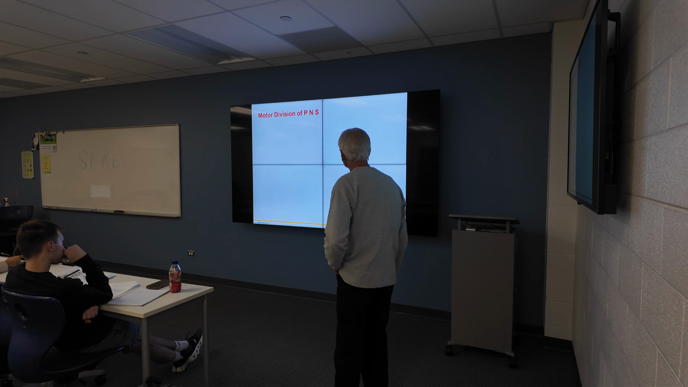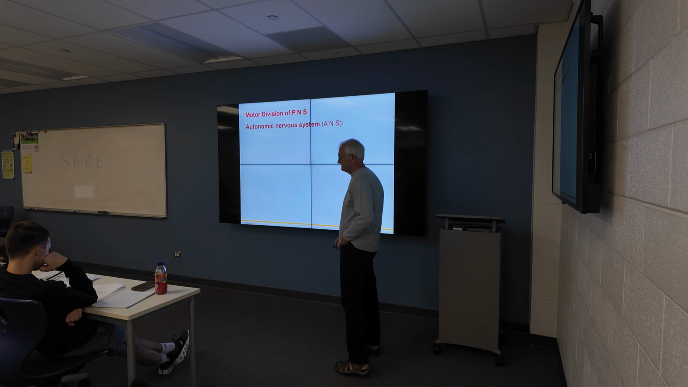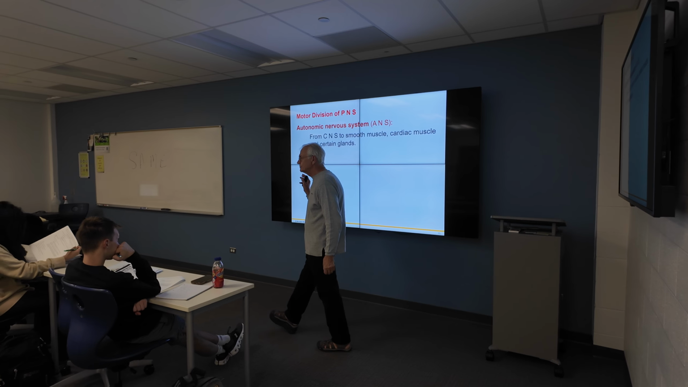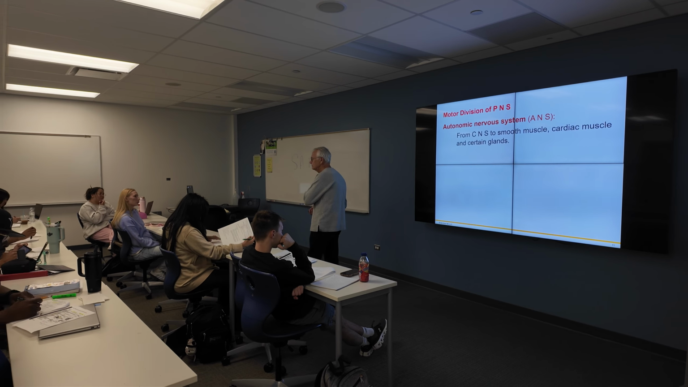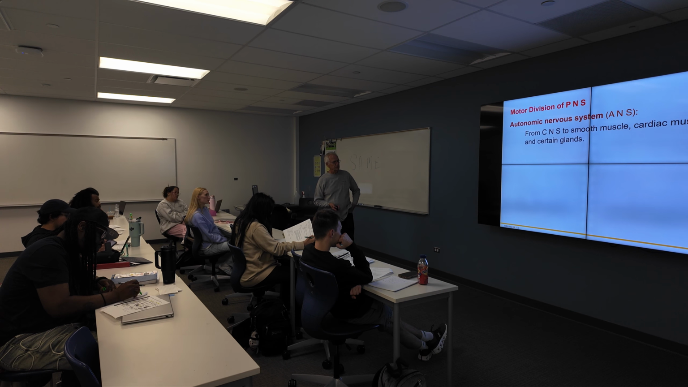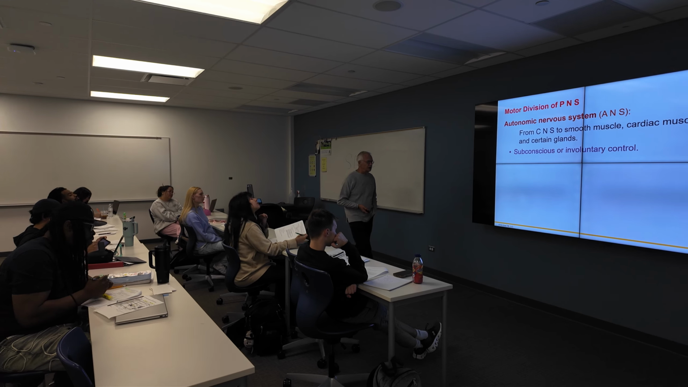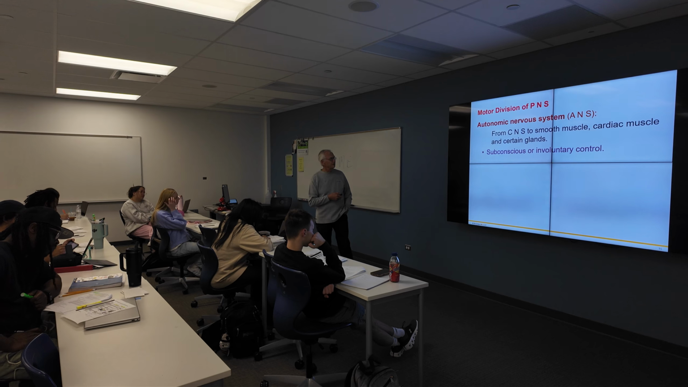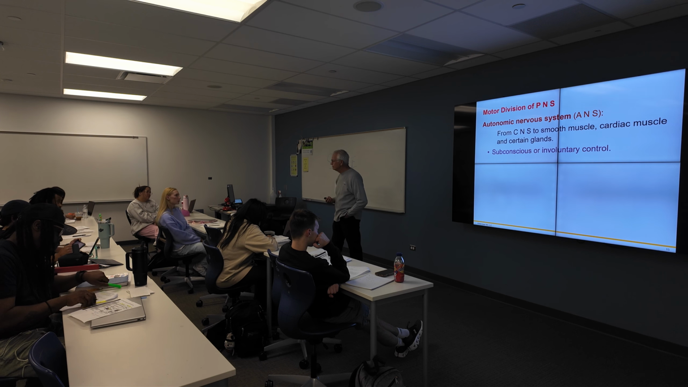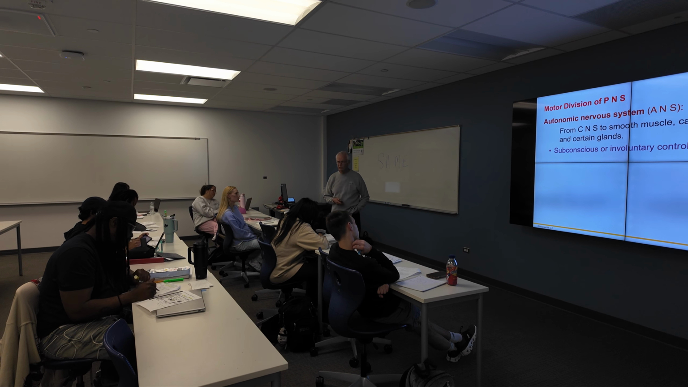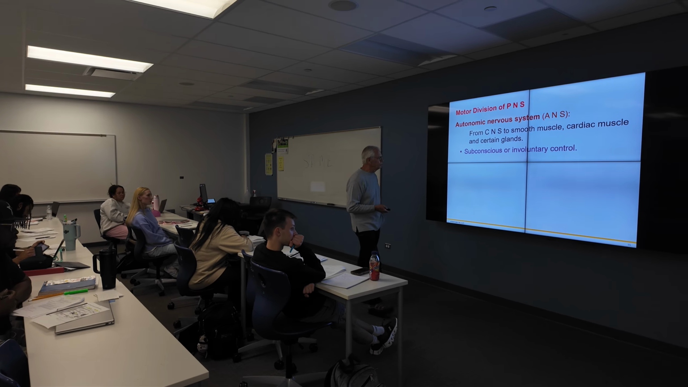Somatic nerve system, motor division. The autonomic nerve system gets a whole lot more complex here, from the CNS to the smooth muscles, the cardiac muscles, and certain glands. No reference to skeletal muscle in this, okay? This is the autonomic nerve system, from the central nerve system to smooth muscle, cardiac muscle, and glands. It's subconscious, or we say it's involuntary, under automatic control. Some people consider autonomic kind of like automatic. I don't have to think about it. It's going to take care of business without my conscious input.